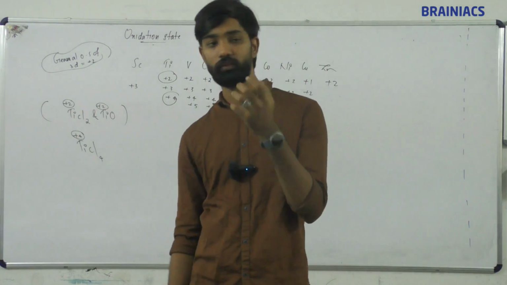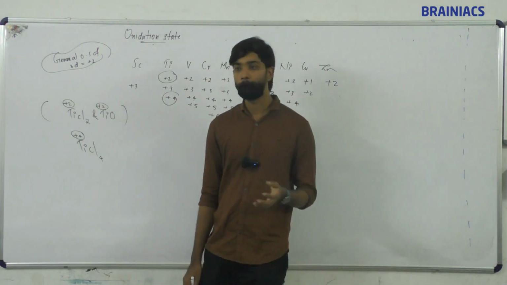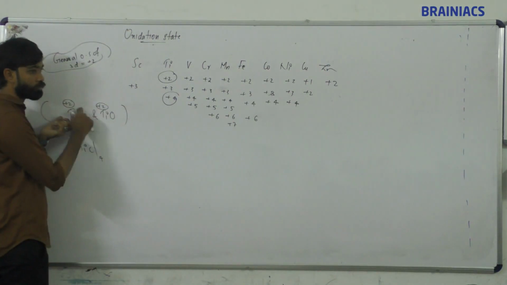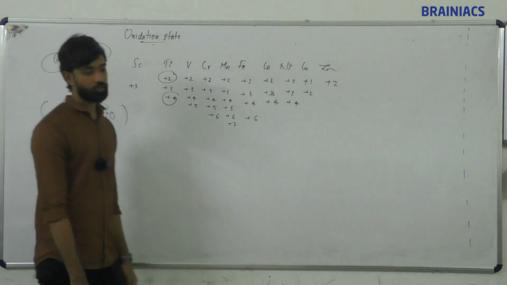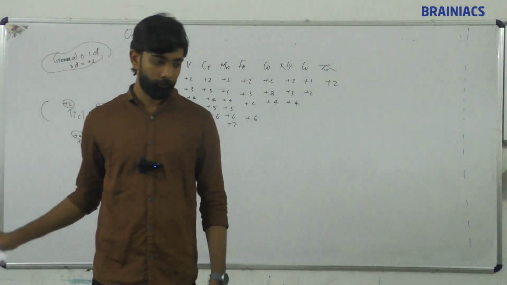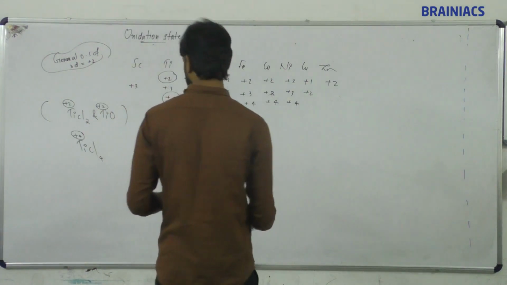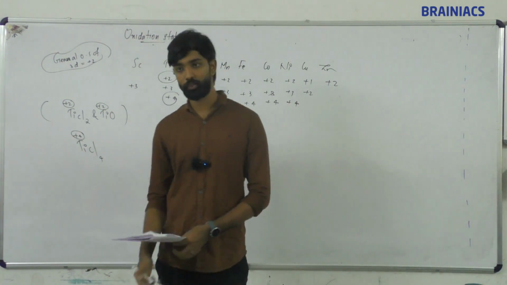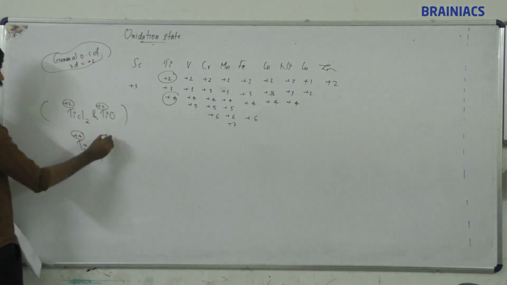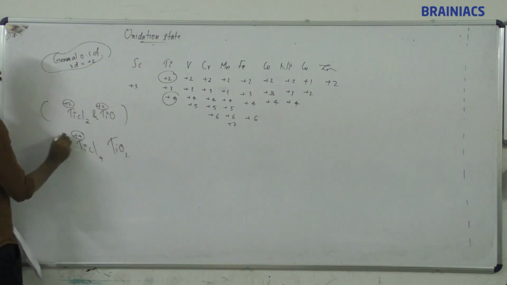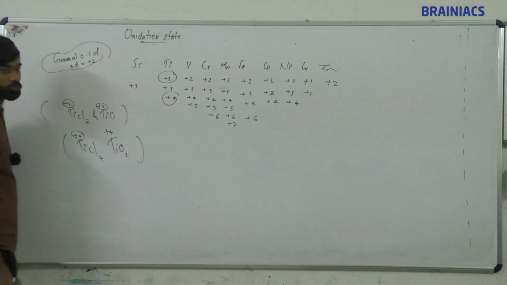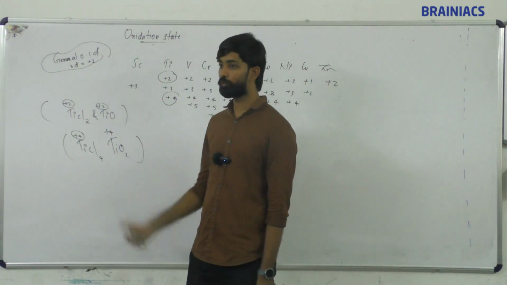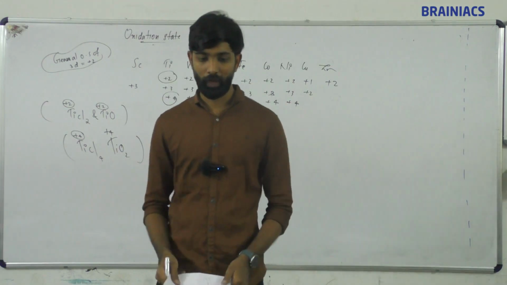TiCl2, TiO, they all are ionic, because they exist in a lower oxidation state. The next point: if it is in a higher oxidation state, it has a covalent character. For example, TiCl4, TiO2, where titanium is in the maximum possible oxidation state. Titanium is in its maximum possibility, so it behaves like a covalent compound.